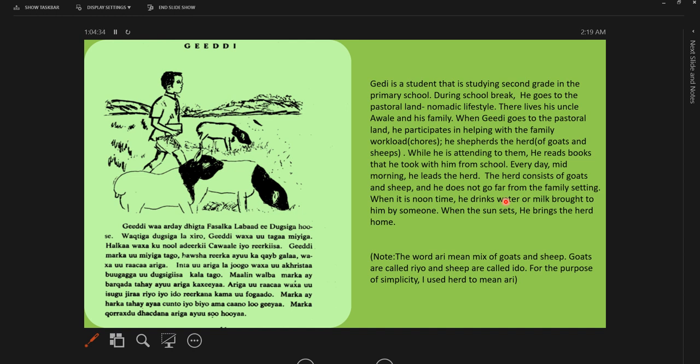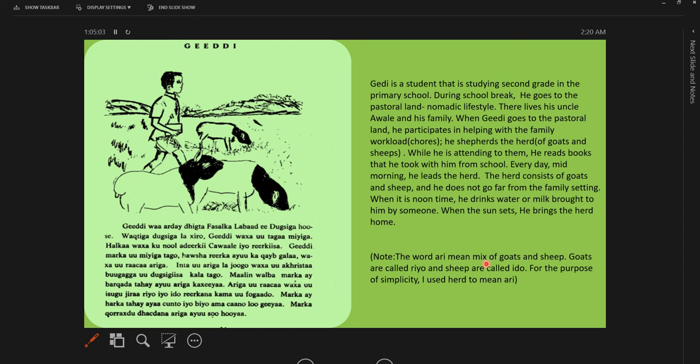He does not go far from the family setting. When it's noontime, he drinks water or milk brought to him by someone. When the sun sets, I added "someone" because in the Somali sentence it's assumed, so for clarity I had to add someone to it. When the sun sets, he brings the herd home.